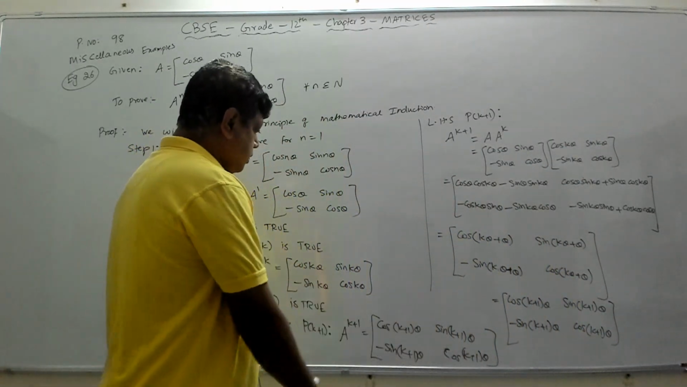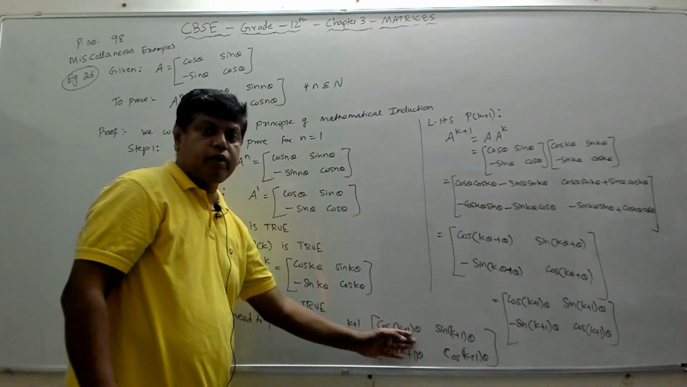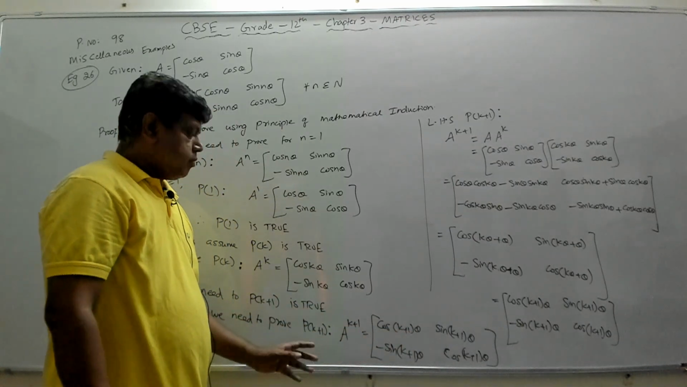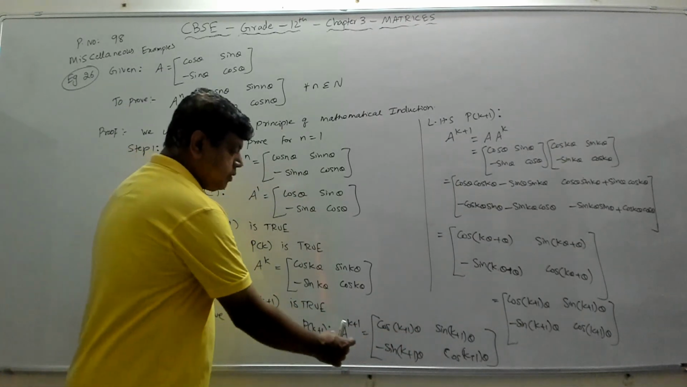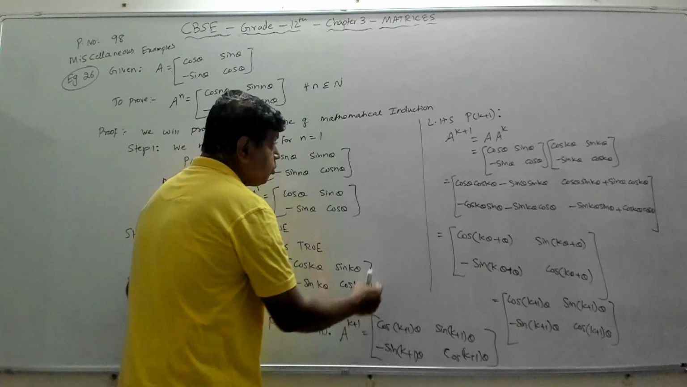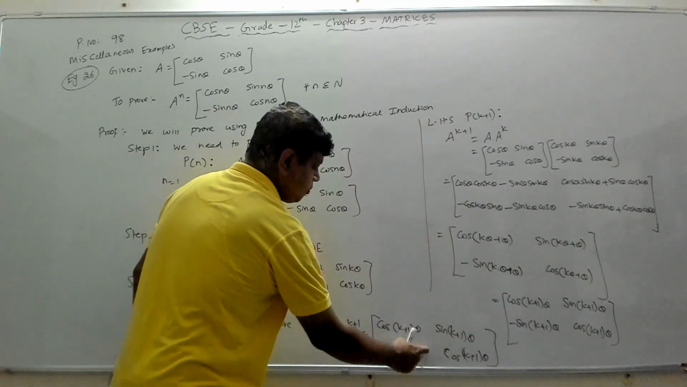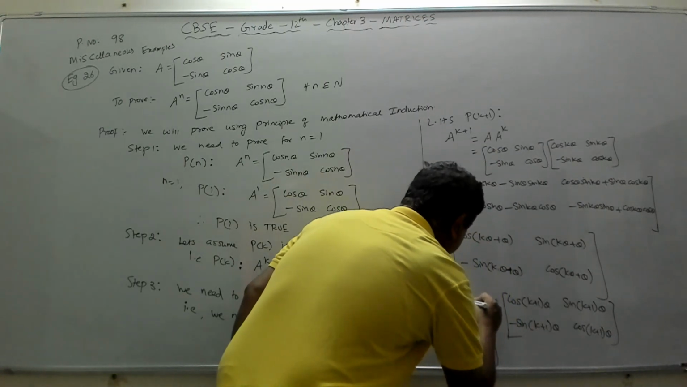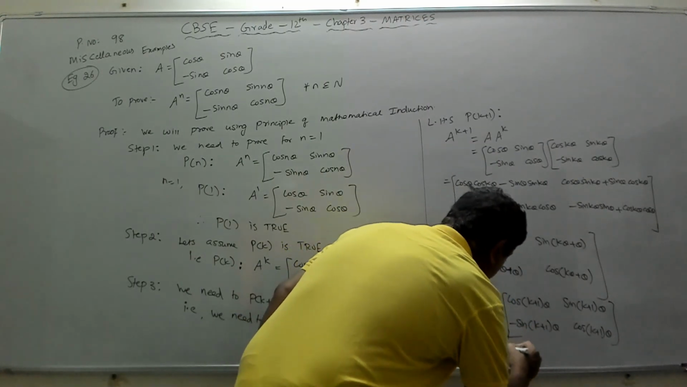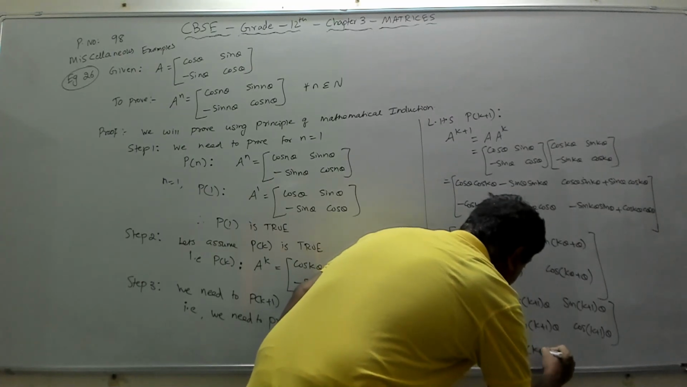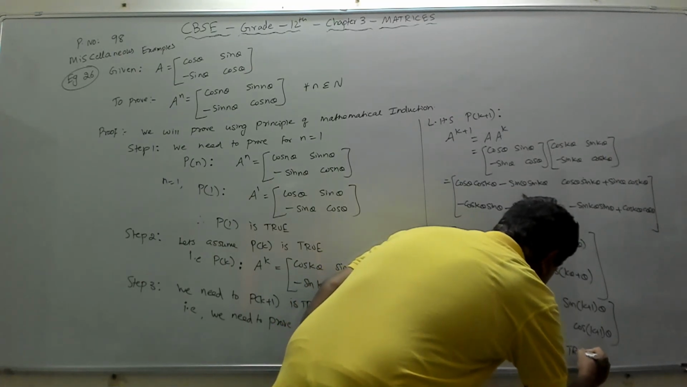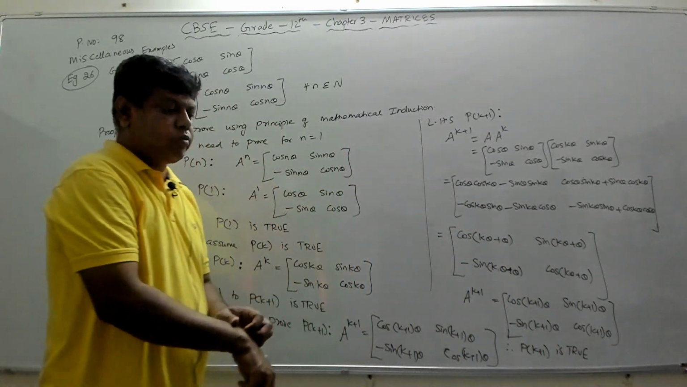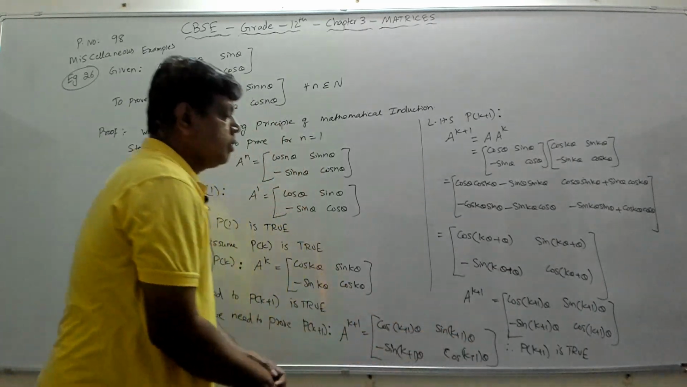And what is this? This is equal to this. You got the RHS of P of k plus 1. So we started with this A of k plus 1 and we have proved that A of k plus 1 is equal to this. So this is true. Therefore, we can say P of k plus 1 is true. We have proved that P of k plus 1 is true, which means we have proved that this is true.